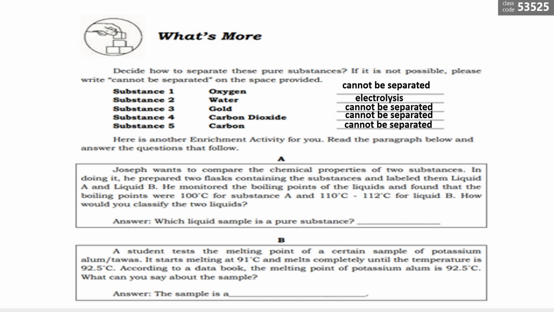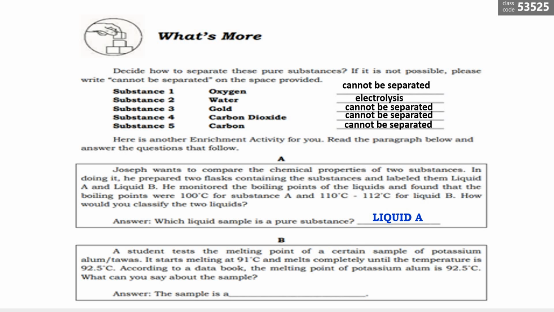Letter A. Joseph wants to compare the chemical properties of two substances. In doing it, he prepared two flasks containing the substances and labeled them liquid A and liquid B. He monitored the boiling points of the liquids and found that the boiling points were 100 degrees Celsius for liquid A and 100 to 112 degrees Celsius for liquid B. How would you classify the two liquids? Answer the question. Which liquid sample is a pure substance? That's the answer. Liquid A is a pure substance.